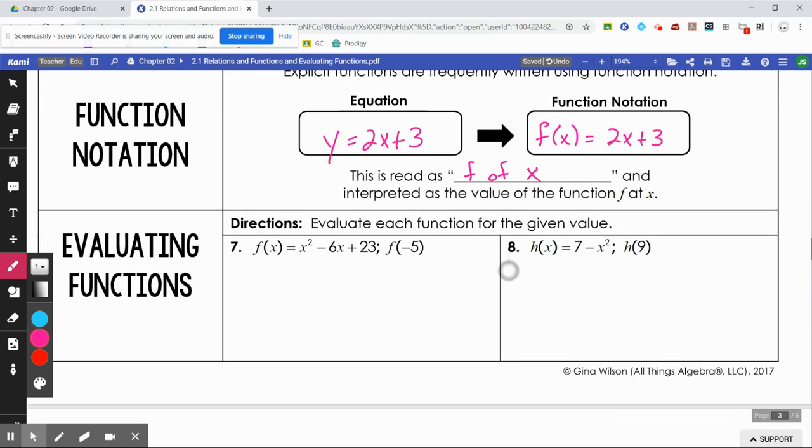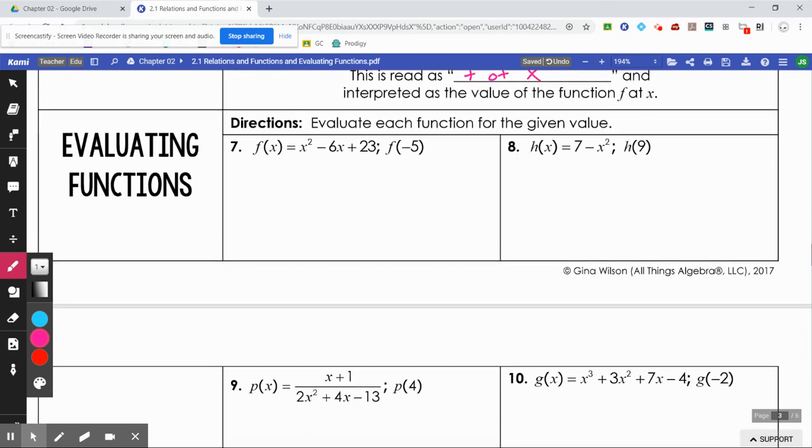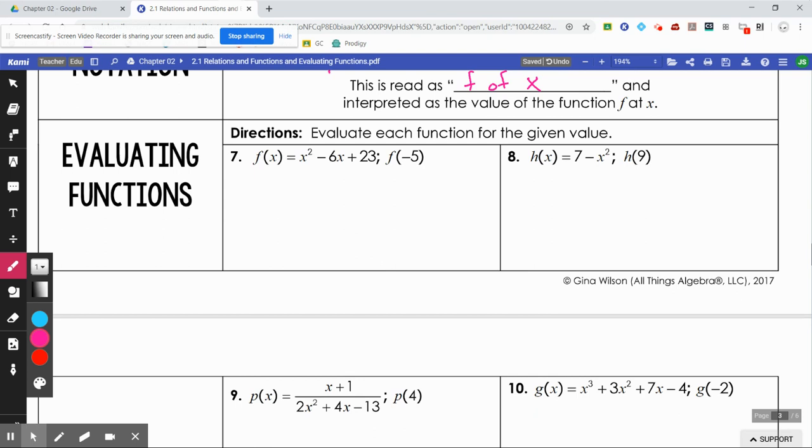Okay, so let's explain that a little bit more with some examples. So here where I say f of x equals x squared minus 6x plus 23, that's the same thing as y equals x squared minus 6x plus 23. So what does this f of -5 mean? That means take your function, and this is the whole purpose of function notation. It means take your function, and where you have an x, put this. To find f of -5 simply means the x value is -5.